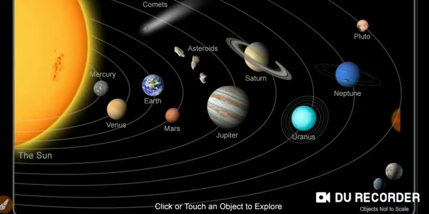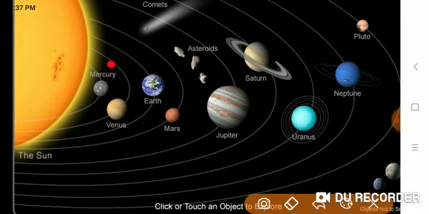Next point is that the Sun is the biggest object which is closest to the Earth. So now we will talk about Mercury. This is Mercury.